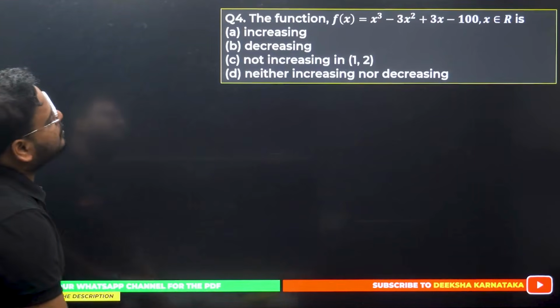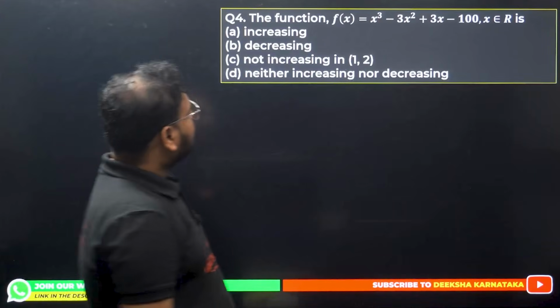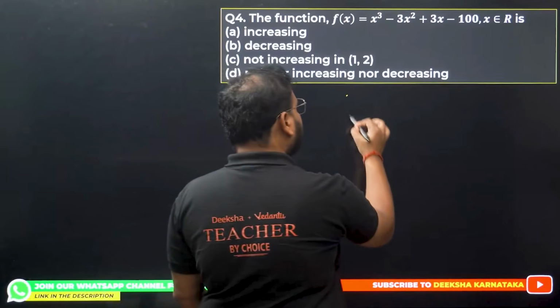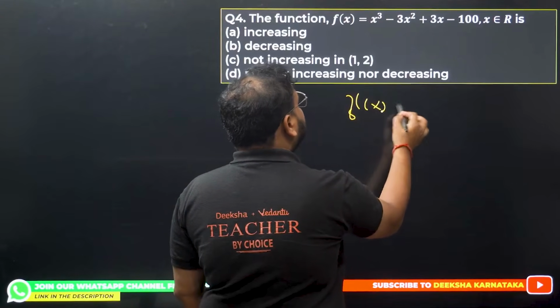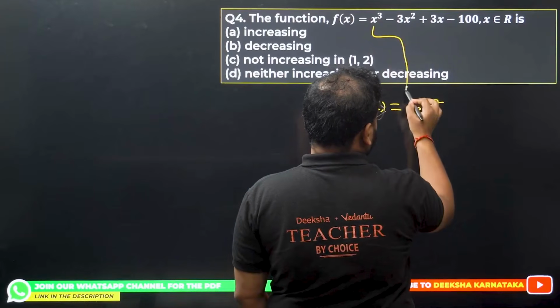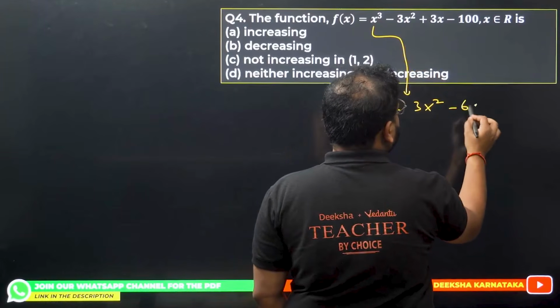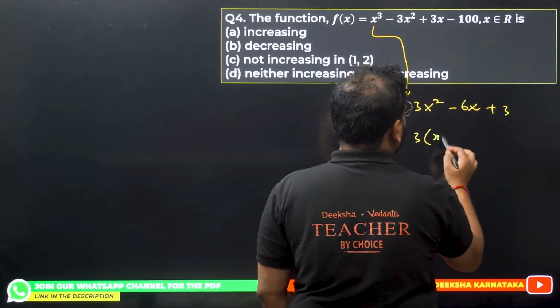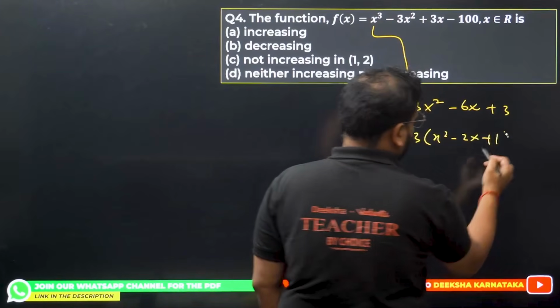A function f(x) equals this polynomial function. This is a simple question. I'll show you. Step number 1 always remains the same: you have to find the derivative. You get 3x square for this part. For this you're going to get minus 6x. You'll have plus 3 over here. We can take 3 common. You get x square minus 2x plus 1.